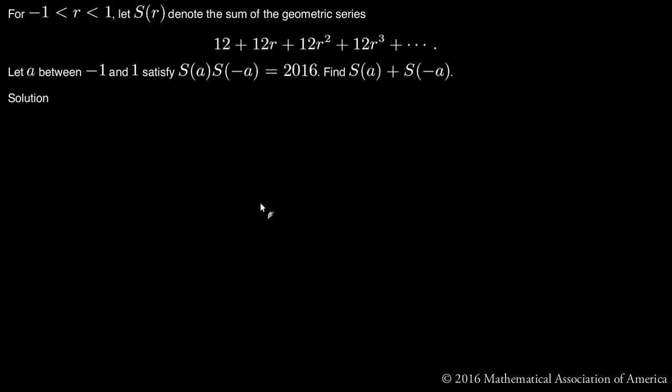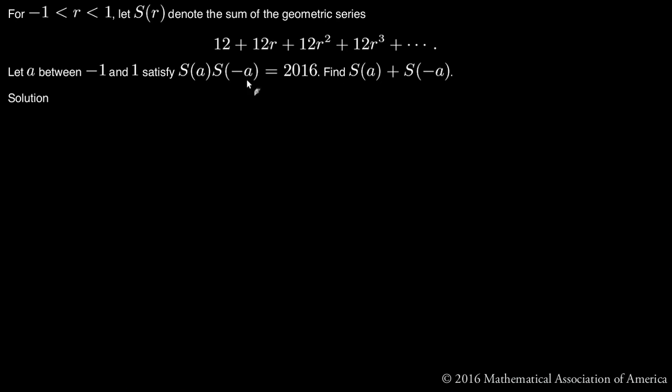So here's problem 1 from the 2016 AIME 1. In here we have r somewhere between -1 and 1, and S of r is the sum of the infinite geometric series 12 plus 12r plus 12r squared plus 12r cubed, and so on. So we're going to say A is between here, such that S of A times S of negative A is 2016. Find S of A plus S of negative A.